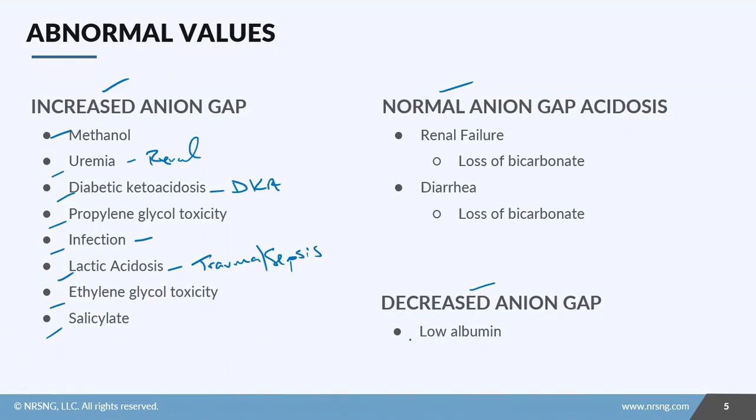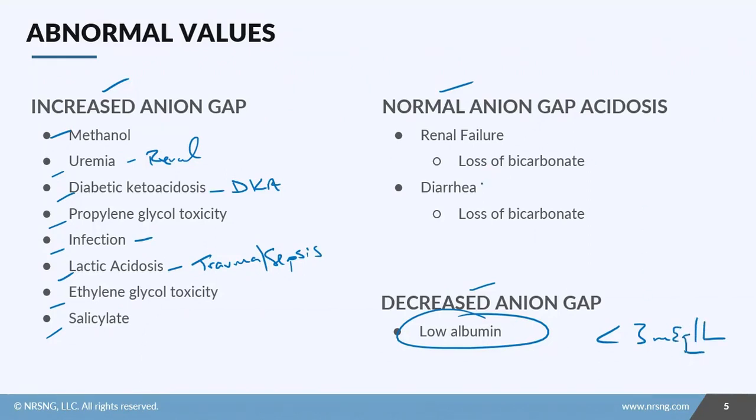Now you're going to have decreased anion gaps, but this is going to be less frequent, but you're going to see this where you have this loss of albumin. So you'll want to pay attention to your albumin levels if you have a decrease. So anything less than 3 milliequivalents per liter.